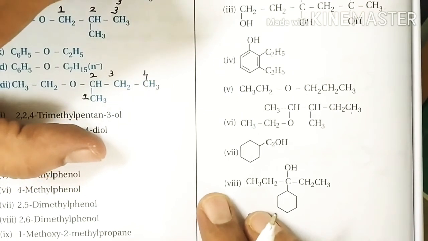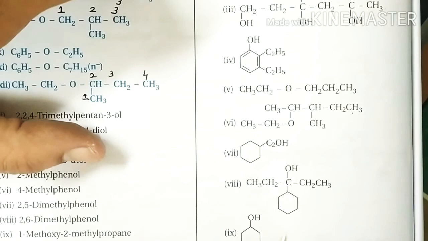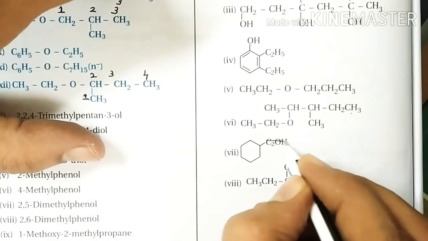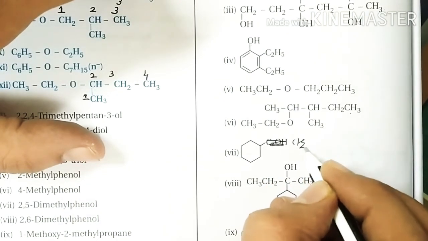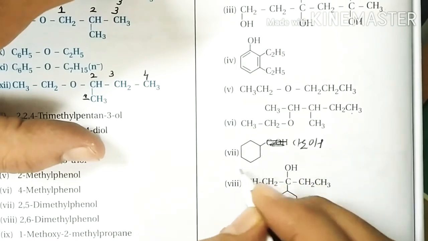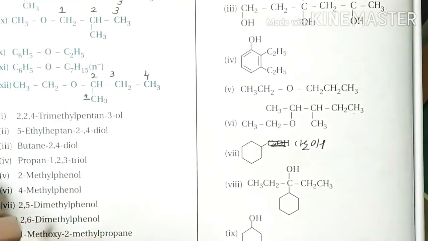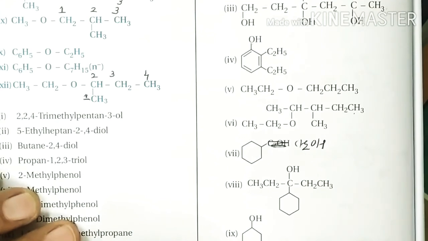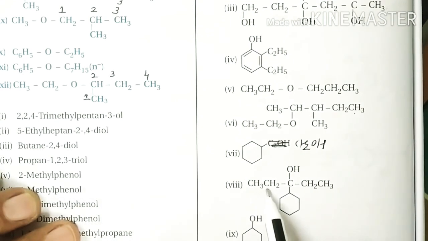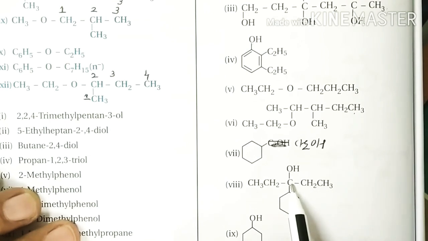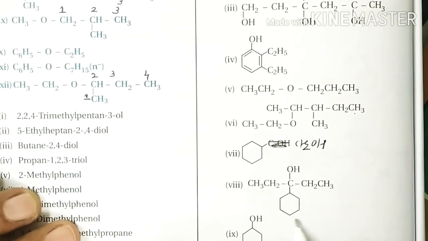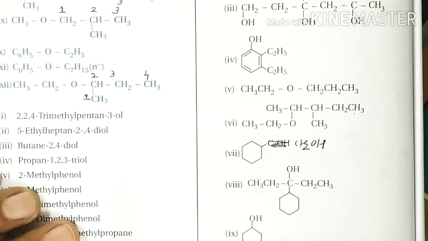Number 7, cyclohexyl-methanol. There is a little printing mistake that we have to see here. First you have to draw the cyclohexyl and then methanol, so it's called cyclohexyl-methanol. Next, 3-cyclohexyl-pentane-3-ol. So 1, 2, 3, 4, 5, it's pentane-3-ol and 3-cyclohexyl.